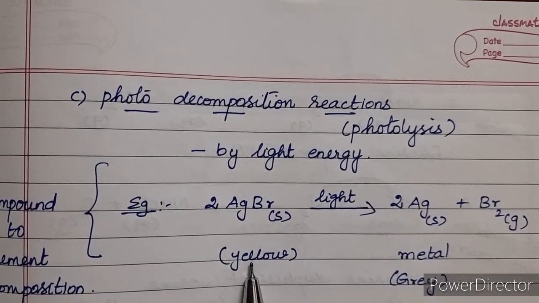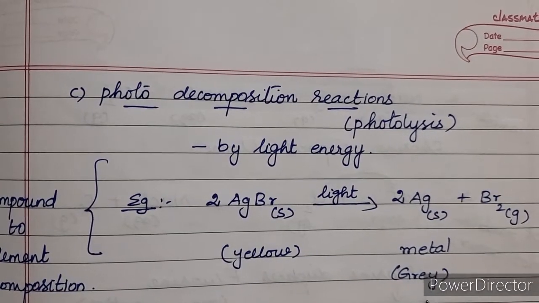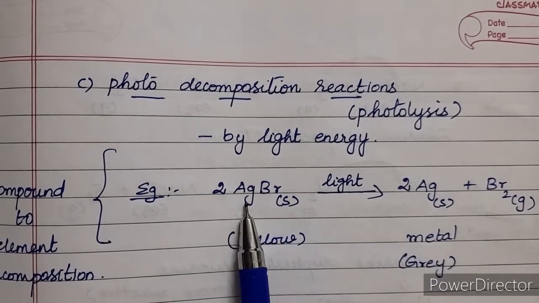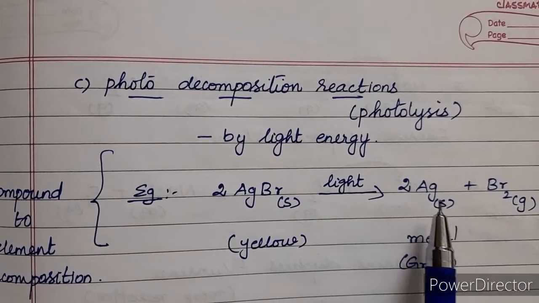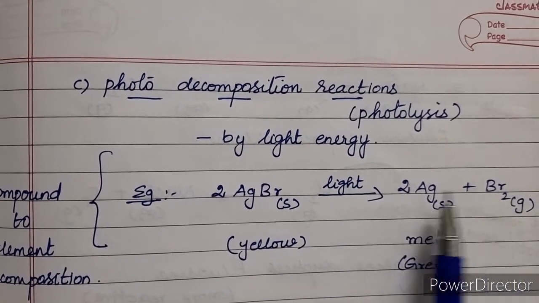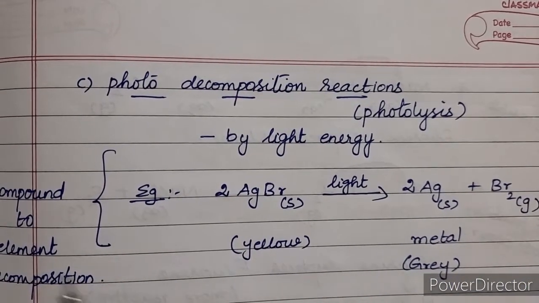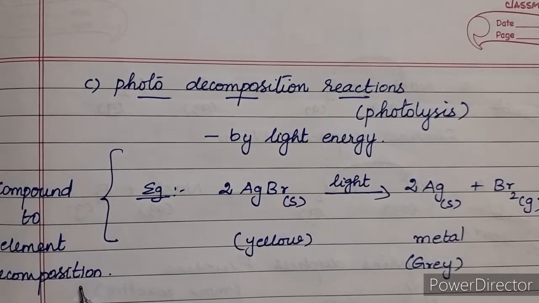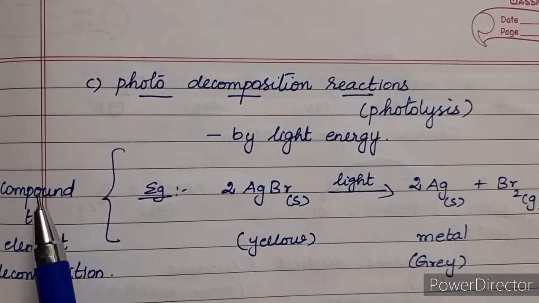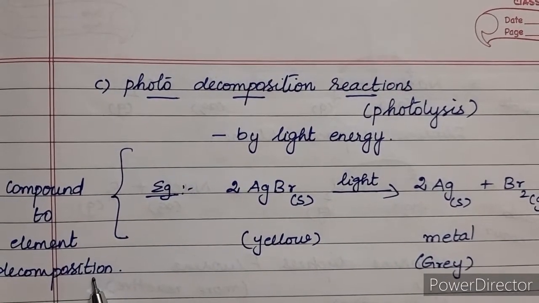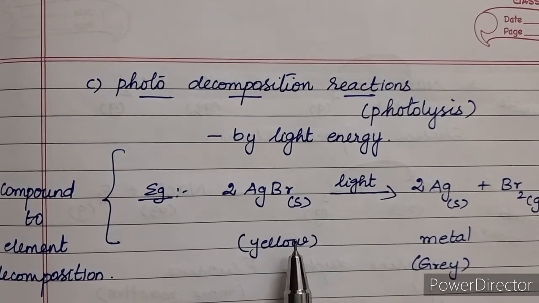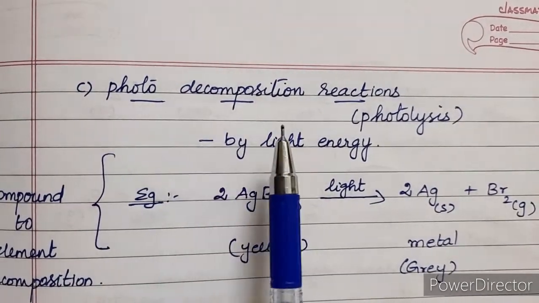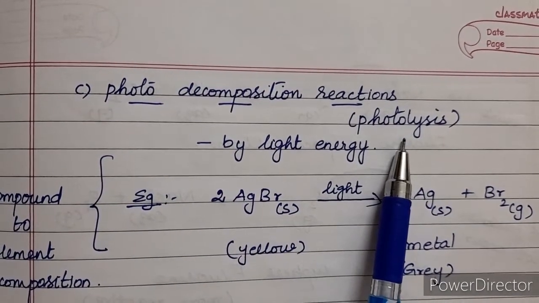On observing light energy, it decomposes to metallic silver, which will be gray in color. Now if you see this silver bromide, it is a compound, isn't it? On decomposition, it gives elements. Both the products are elements, so it comes under the classification compound to element decomposition. Here the decomposition takes place by observing the light energy, so it is called a photodecomposition reaction or photolysis.